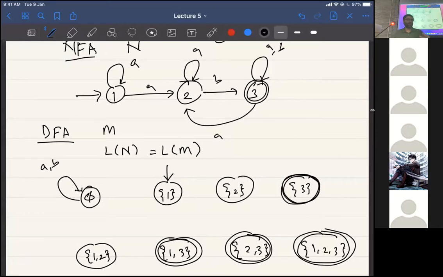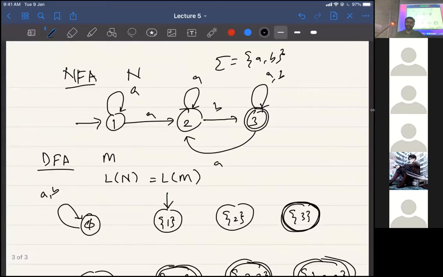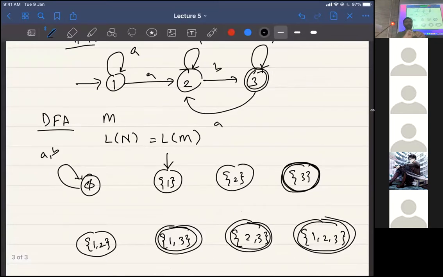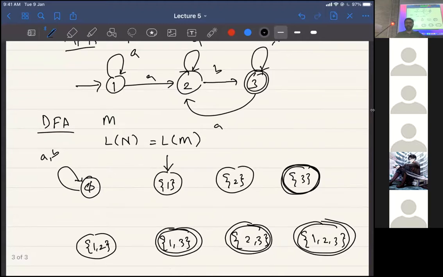Since our alphabet contains 2 elements, A and B, it means that in this DFA, every state must have 2 outgoing transitions, one labeled with A and one labeled with B. So let's look at the NFA and see when the machine is in state 1 and it reads A, where does it go? It either stays in 1 or it goes to 2. So what is the union of state 1 and state 2? 1, 2. So on reading A, it goes to 1, 2.